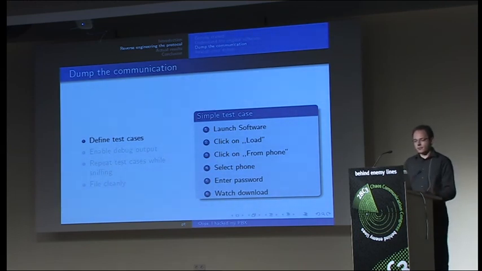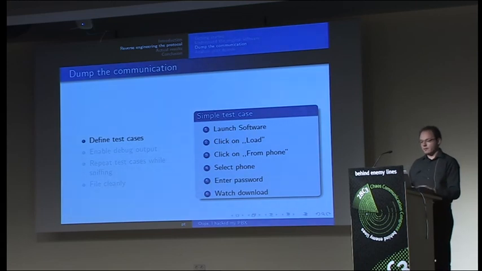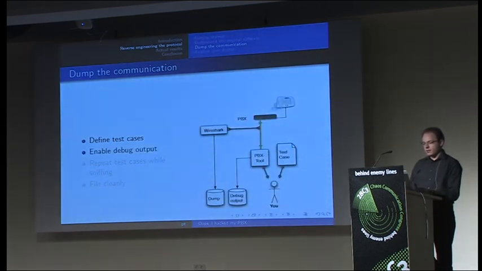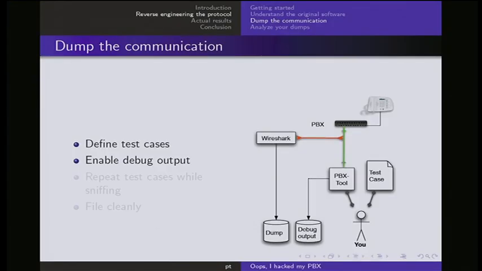So my test case was pretty simple. It was: launch the software, click on load, click on from phone, select the phone you want to download the data from, enter your PBX password, and watch it download. Great stuff, simple. Then you enable the debug output and wire everything up. It's what I actually did.